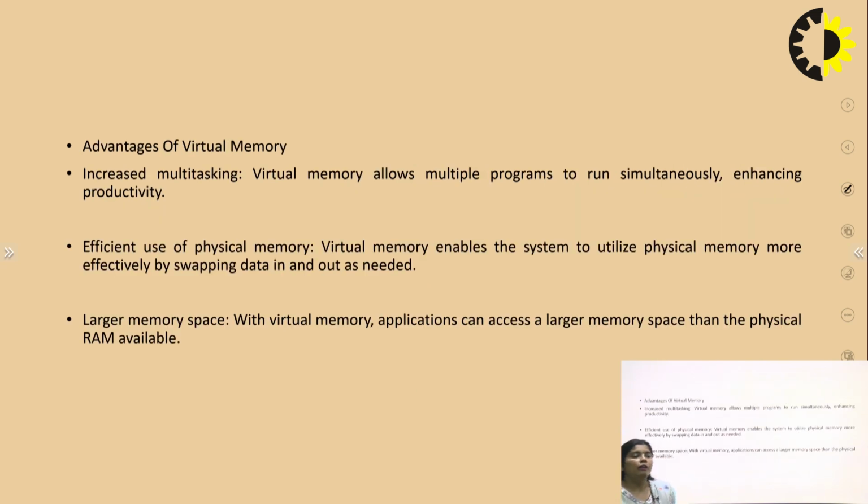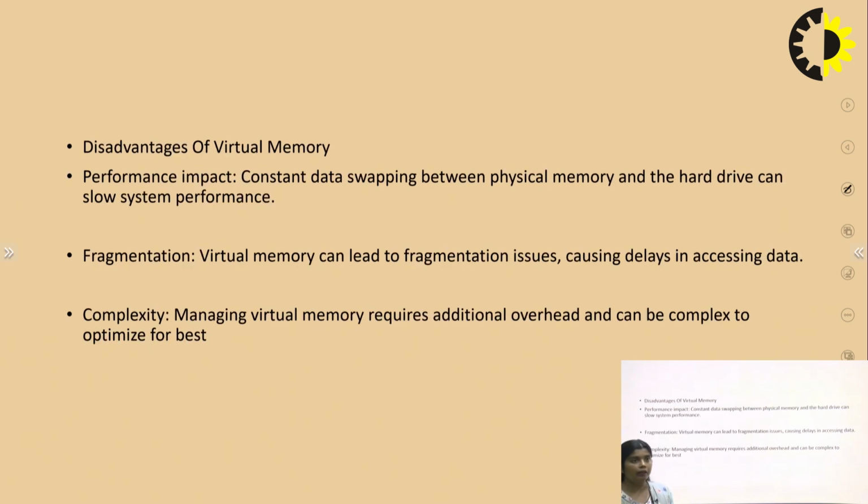Now, what are the advantages of virtual memory? Because multiple processes are executed concurrently, multitasking is available, and the physical memory is utilized in an effective way with the help of the swapping mechanism or the mapping tables mechanism. It can also create the illusion of a larger memory space, as we already discussed, with the help of the auxiliary memory.